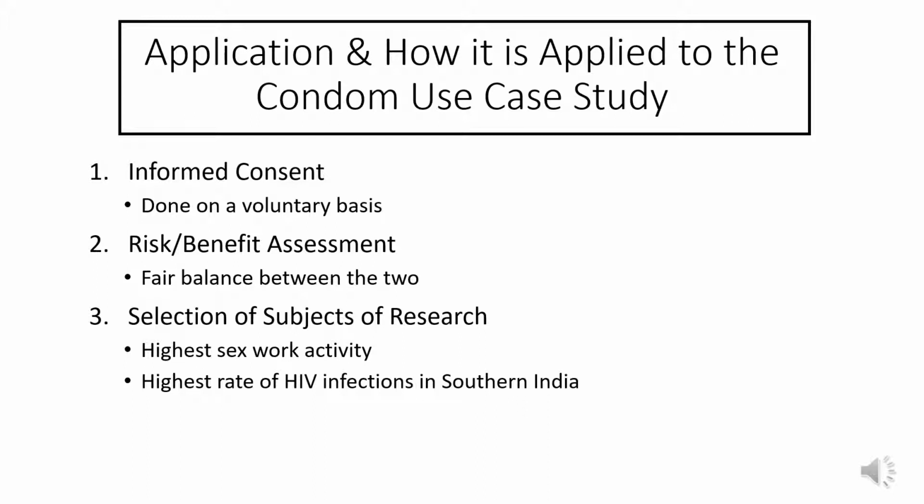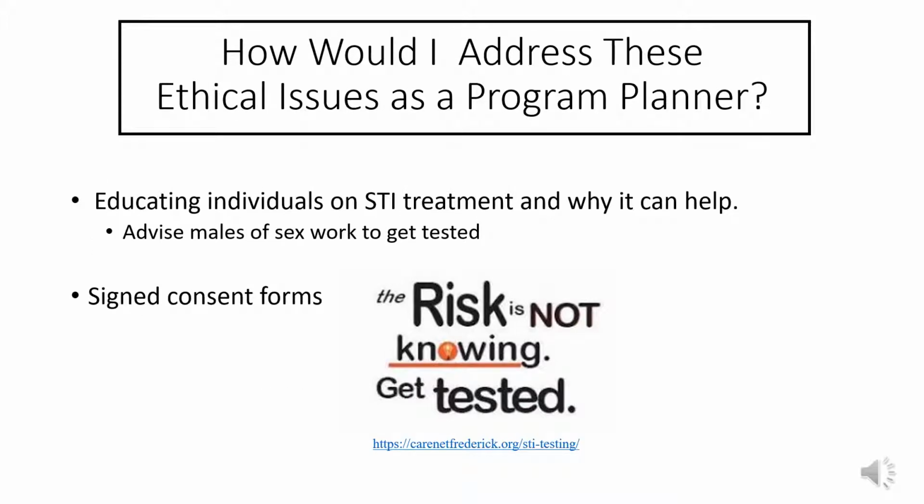3. Selection of subjects of research. The selection was done on a basis of the highest sex work activity and the highest rate of HIV infection in southern India. How would I address these ethical issues as a program planner? In addition to the case study, some additional suggestions that I would make are: first, I would educate individuals on why STI treatment was helpful, as well as advise males of inconsistent condom use and sex work to get tested periodically for STIs. This can help save their life.